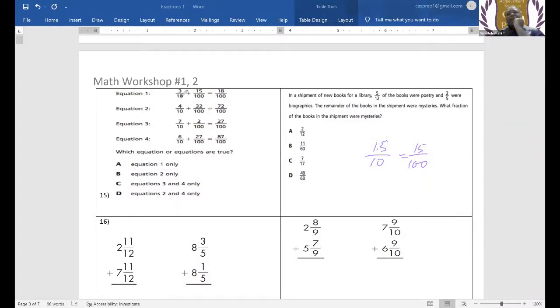So real quick, I'll just do this quick. If I'm doing this, this becomes 30 over 100, and 30 plus 15 is not 18. Over here, this becomes 40 over 100. 40 plus 32 is 72. Over here, this becomes 70 over 100, and 70 plus 2 is not 27. And last one, 60 over 100, 60 plus 27 is 87. And so we end up with equations 2 and 4 as our solutions.